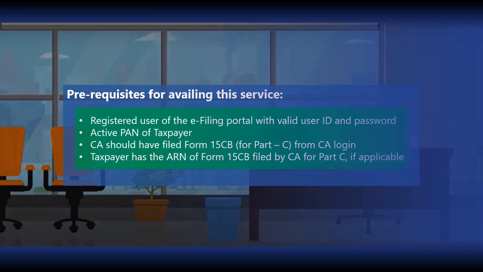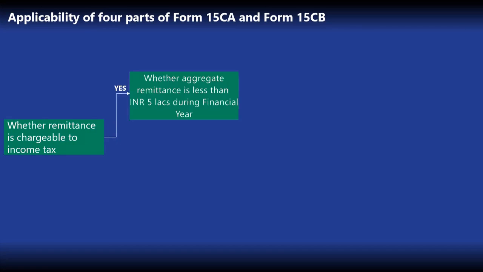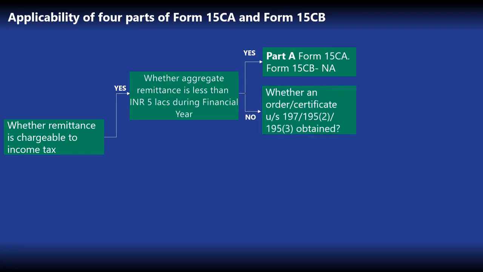To understand the applicability of 4 parts of Form 15CA and Form 15CB, please check whether the amount of remittance is chargeable to income tax. If the amount of remittance is chargeable to income tax and the amount is less than Rs 5 lakhs during a particular financial year, Part A of Form 15CA is required to be filed. Form 15CB will not be applicable. If the amount is more than Rs 5 lakhs and it is chargeable to income tax, please check whether an order or a certificate from an assessing officer has been obtained. If the order has been obtained, then Part B of Form 15CA will be applicable. Form 15CB will not be applicable.